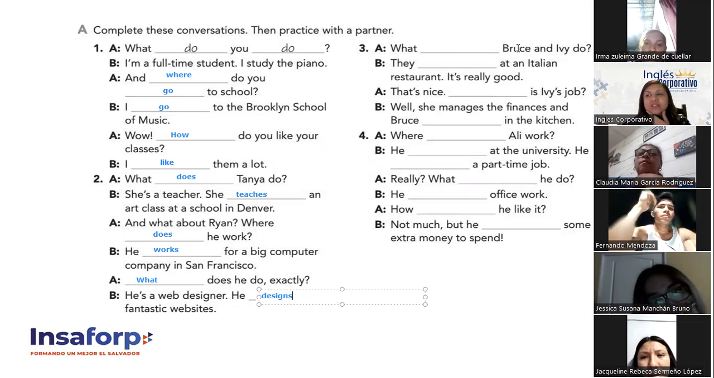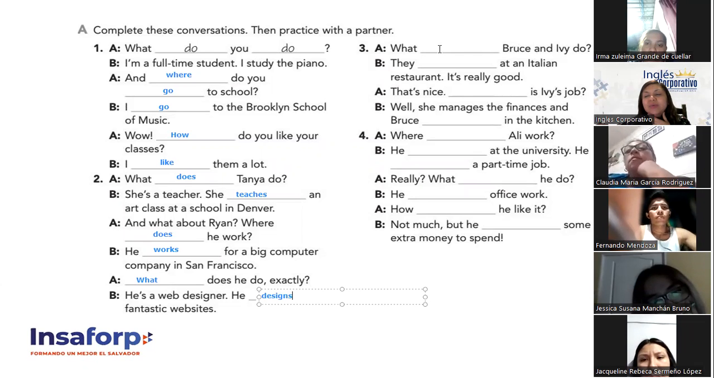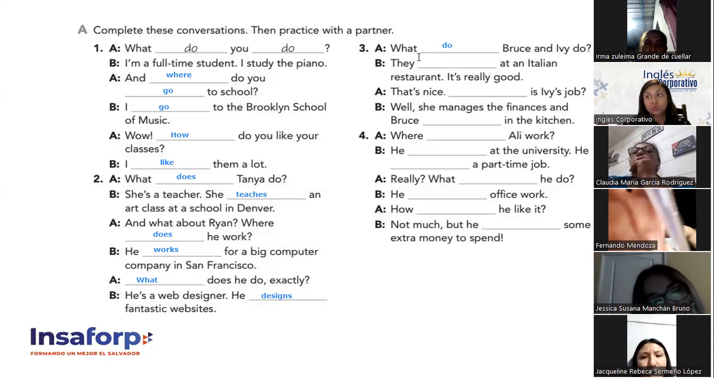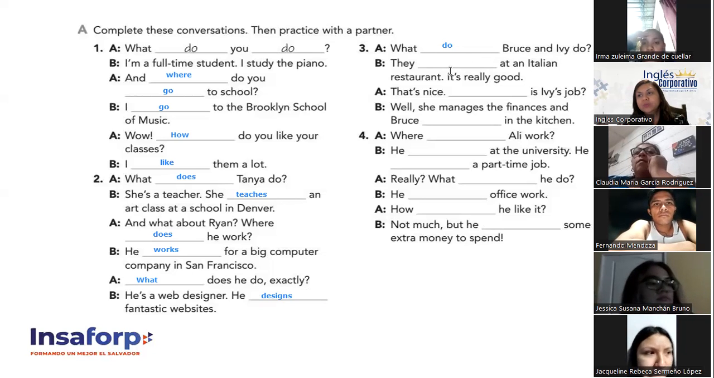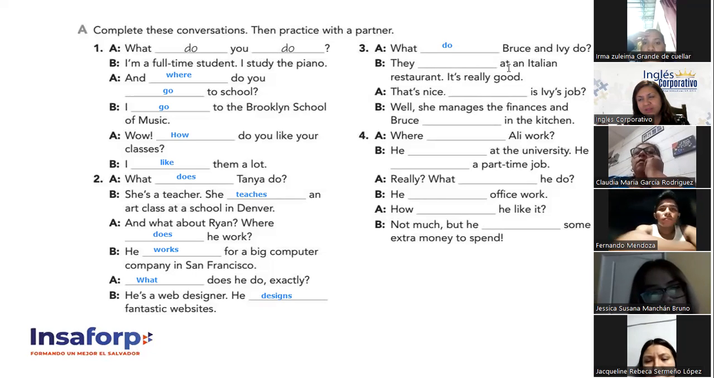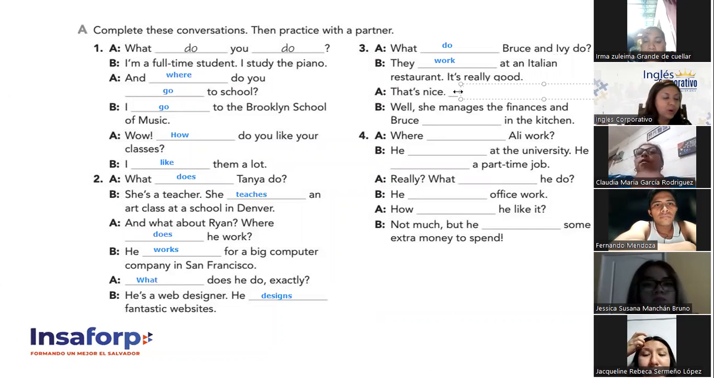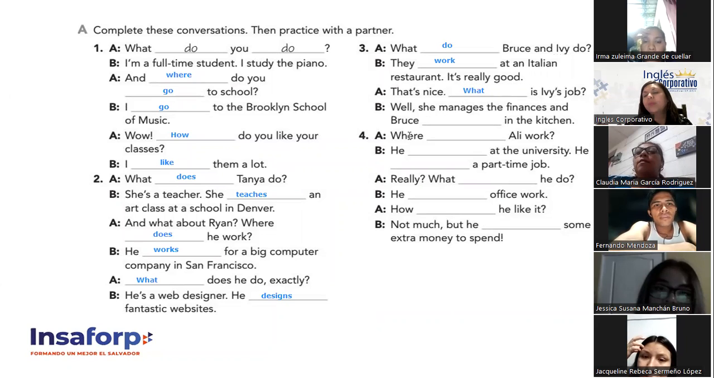We have two subjects, Bruce and Evie. So what is the auxiliary? What does... is there a person but plural? Plural. Yes. Do Bruce and Evie do? They work. ¿Qué hacen? ¿De qué trabajan? They work at an Italian restaurant. It's really good. That's nice. What is Evie's job? Well, she manages the finances and Bruce.